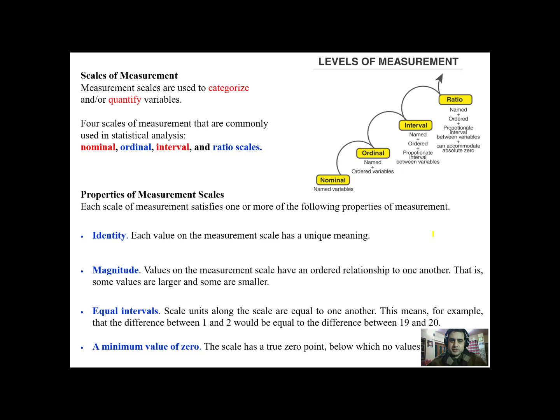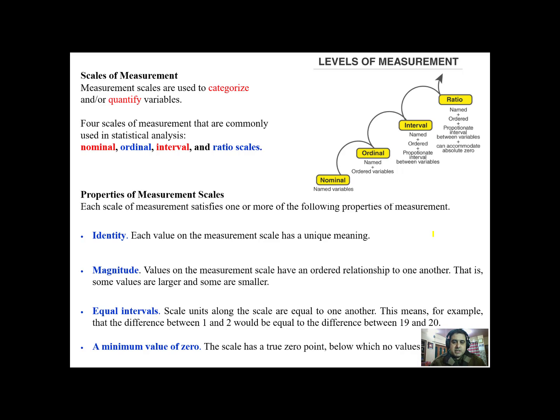Scales of measurement are used to categorize and quantify different variables. There are basically four scales of measurement: nominal scale of measurement, ordinal scale of measurement, interval scale of measurement, and ratio scale of measurement. Now, before we learn in detail about these levels of measurement, let's know something about the properties of measurement scales.